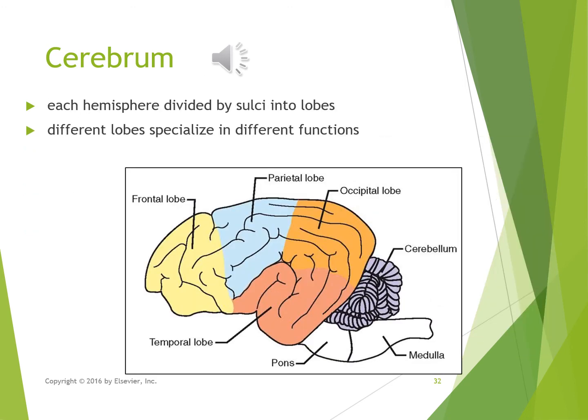Each hemisphere of the cerebrum is divided by sulci into lobes, and they all have specialized or different functions. So there's the frontal lobe, parietal, occipital, temporal, pons, medulla, and the cerebellum at the back there.